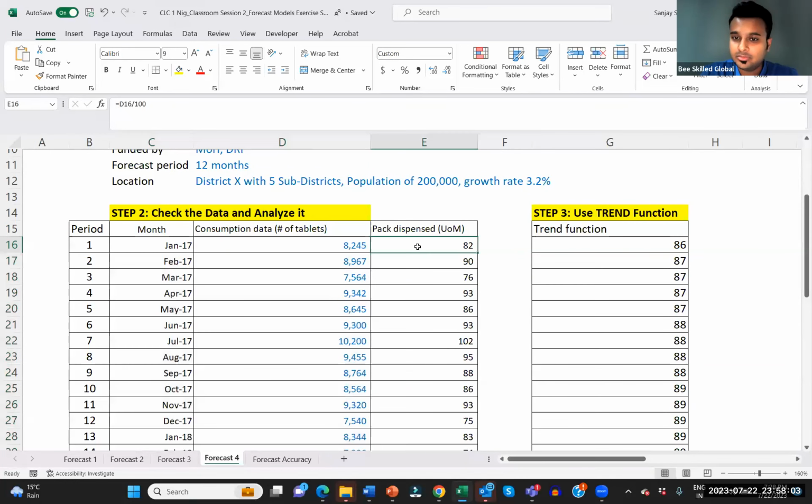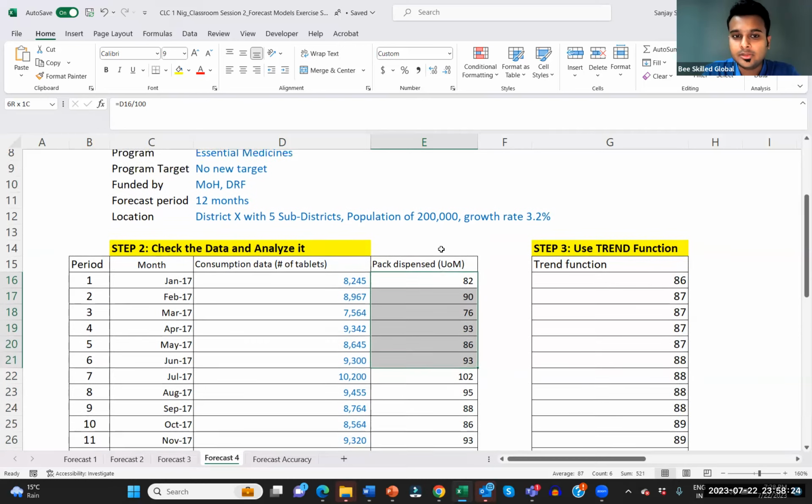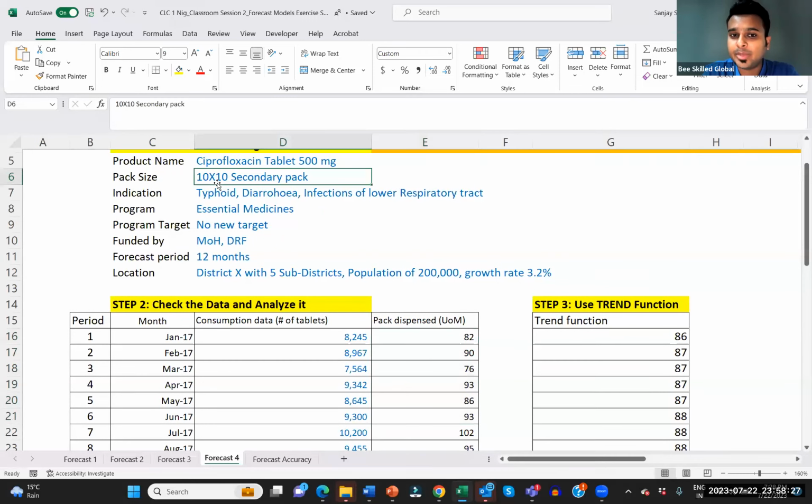Here, just like we did previously, we divide this data by 100 so that we get the data in packs. Now, we did not discuss it too much earlier, but when we are developing forecasts, it is always better to develop forecasts in the unit of measure of that product or product category. So in this case, the unit of measure is a secondary pack of 100 tablets. So this is the consumption in unit of measure. UOM is unit of measure. Let me also write this down.